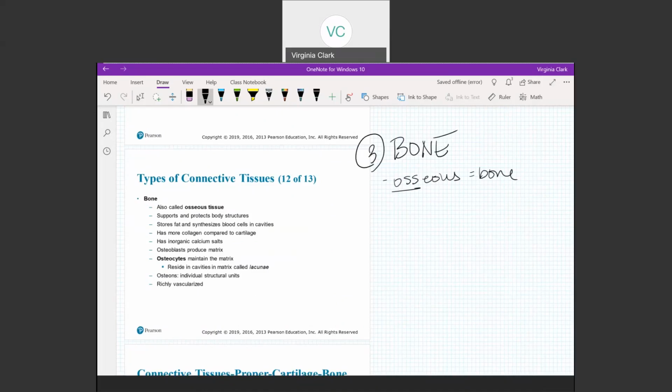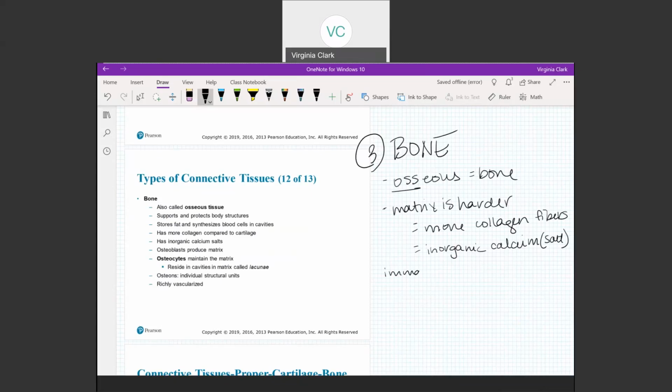In this particular type of connective tissue, the matrix is hard because it will have a lot more collagen fibers. If you have a lot of those fibers, it will essentially make it a harder substance, and it will actually add some inorganic calcium, which will be a salt. The salt and the extra fibers will make the matrix of the bone, which makes the bone itself really, really hard.